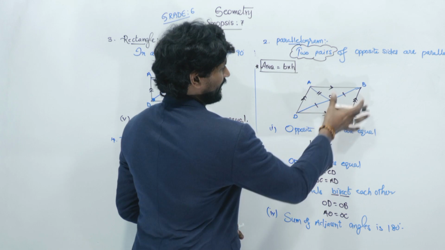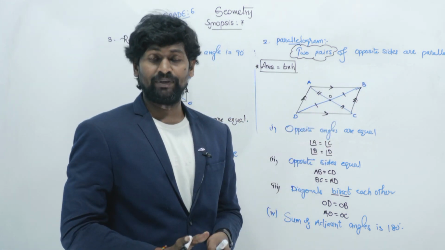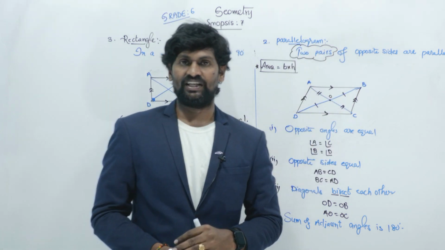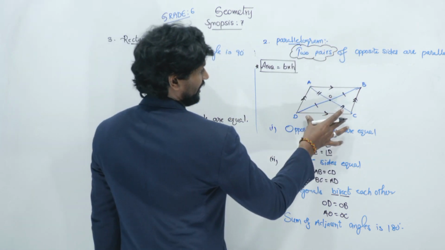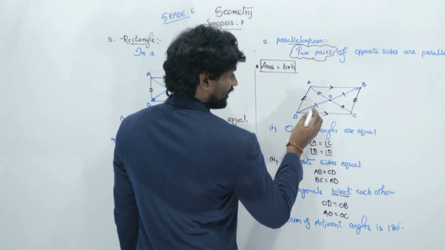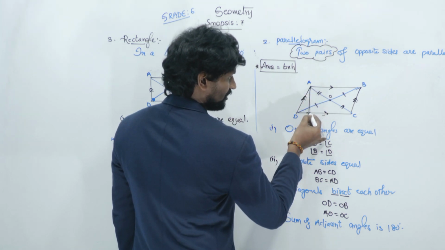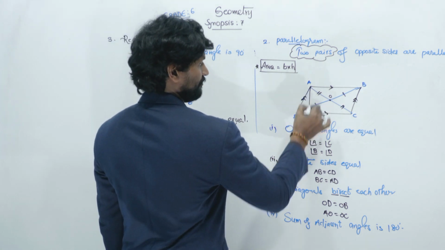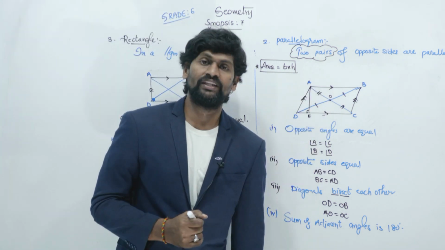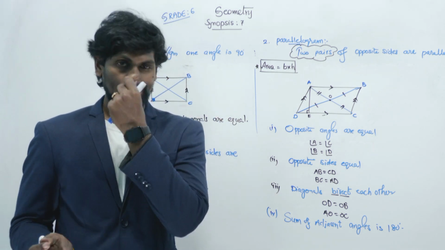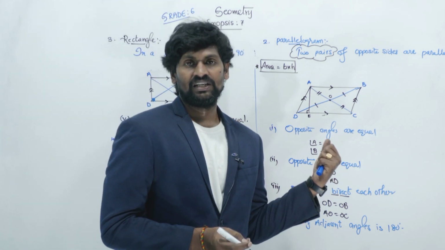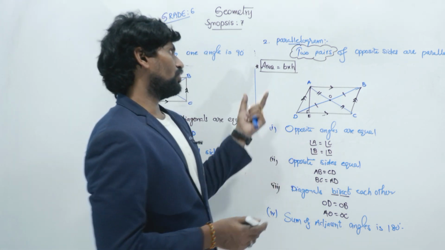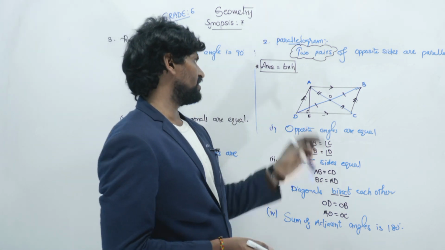Base means you can take any of the sides, but height is an altitude which is drawn from a vertex to its opposite side. For example, if you take CD as the base, from this CD we draw a 90 degrees angle from A. Now AE will be the height. Simply, the distance between the parallel sides related to the base. Okay? So area of parallelogram equals base into height.